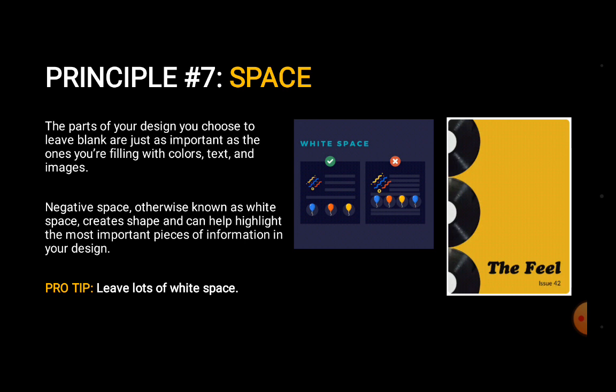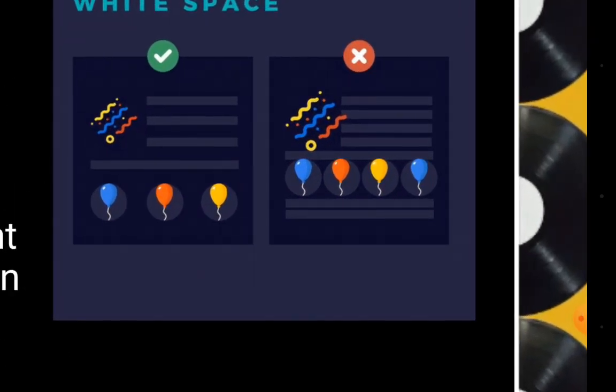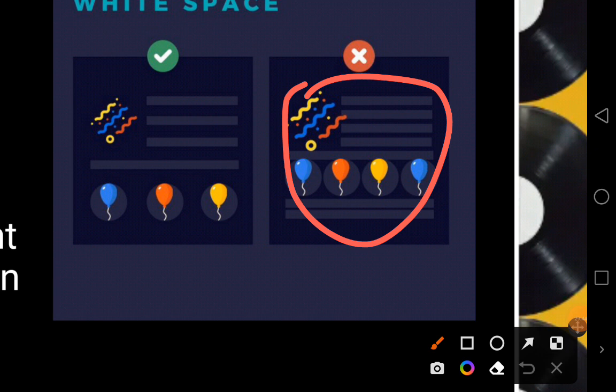Moving forward, the last principle of design is what we call space. Space in design, we call it negative space, we call it white space, and sometimes we call it breathing space. So when you are designing, make sure you give your design a breathing space. Check this place. Everywhere is packed together, so it doesn't make sense. That's why they cancel it.